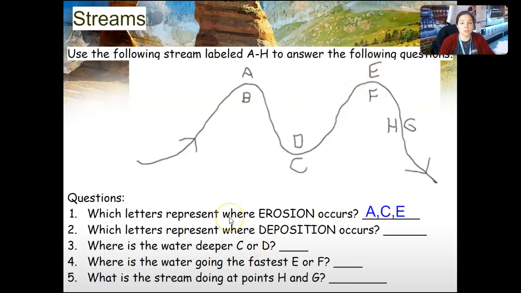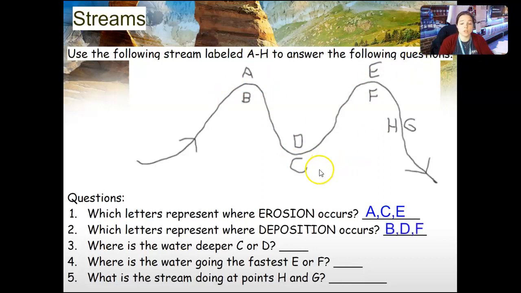Let's find the depositional side. The depositional side is going to be the opposite side of the erosional side. That's going to be the side that's going the slowest. So if it's pointing up here, it's got to be B. Points down here, so it's got to be D. Points up there, so it's got to be F. B, D, and F.